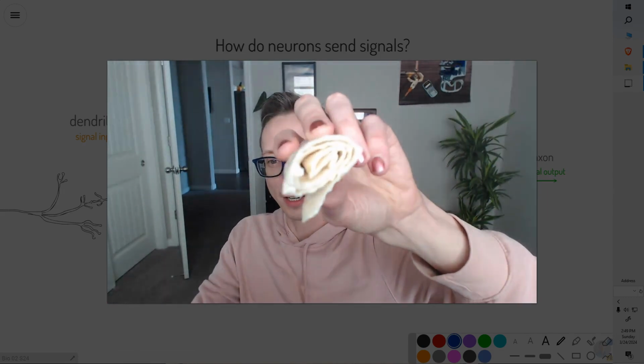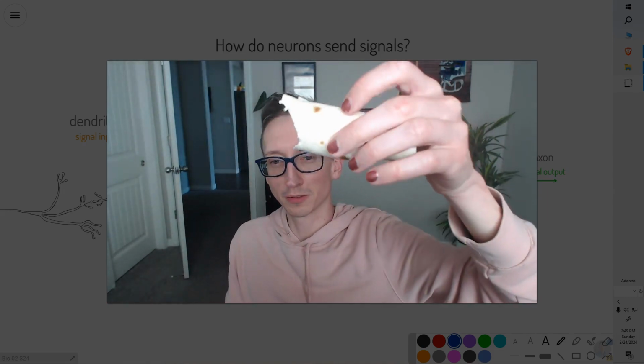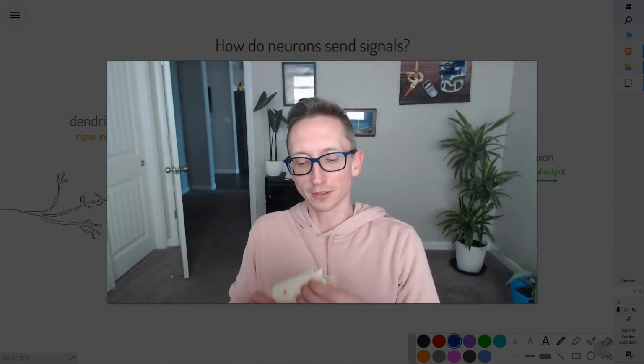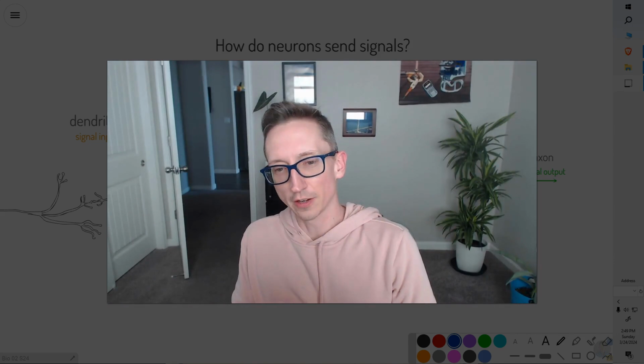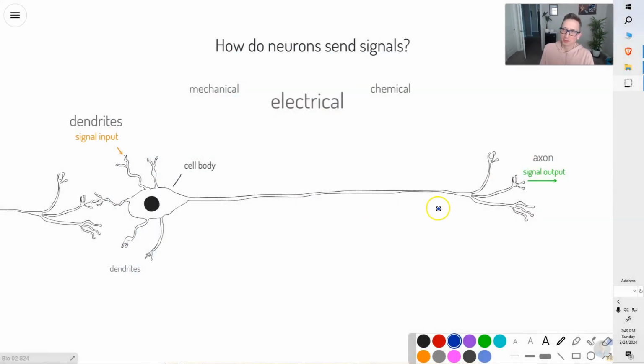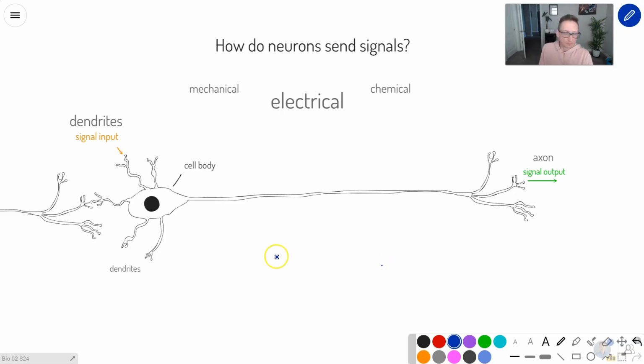I got a tortilla here. Why would I have a tortilla? Half-eaten tortilla. When I'm talking about neurons, well, you're going to find out here in a minute. In the meantime, I'm going to eat this tortilla. Just a plain tortilla.